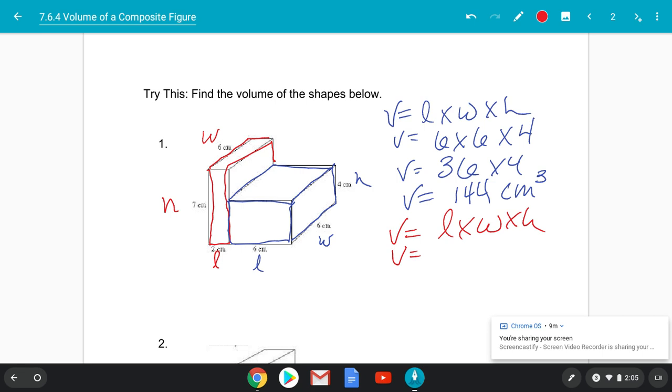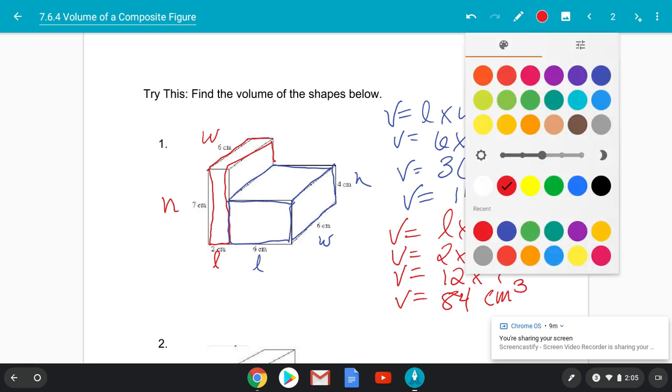When I'm talking about the length, I'm going to pull that 2, when I'm talking about W for width, I'm going to pull that 6, and when I talk about H for height, I'm going to pull that 7. Again, we're going to do 2 times 6, that's going to give us 12, and then multiply that 12 times 7 to get a volume of 84 centimeters cubed.